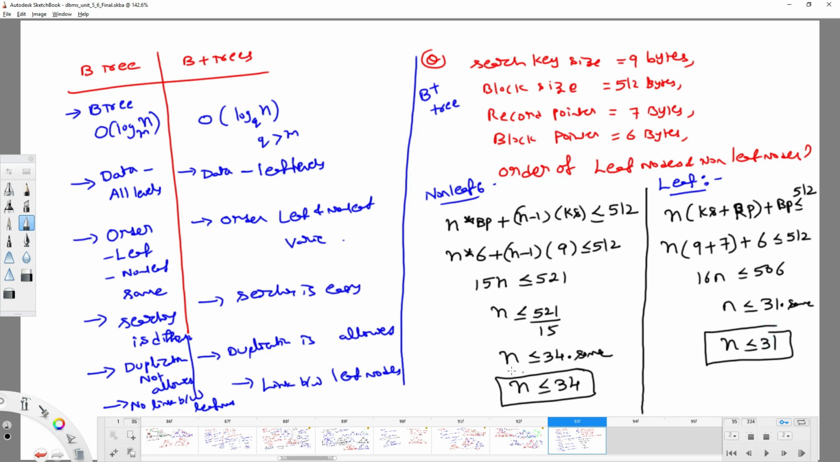If you are able to observe the clear difference here, non-leaf nodes are going to have more children. That's the reason the height of the tree is going to be decreased. Okay, now why is the value more here? Because we have eliminated the concept of storing record pointers data.